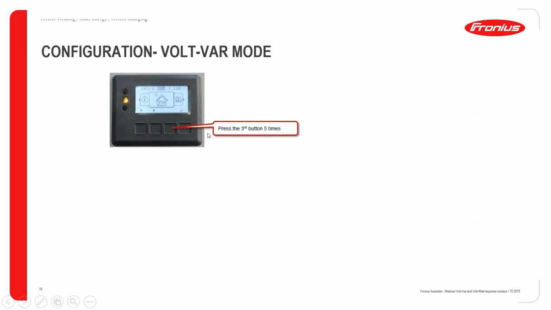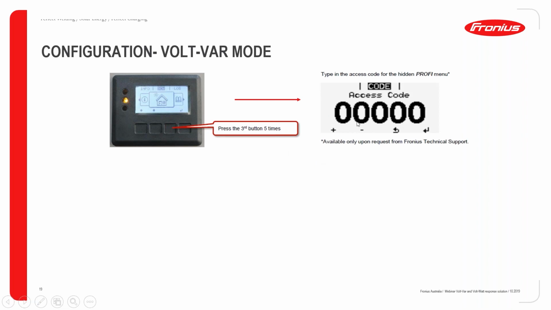First thing you do is press the third button from the left, 5 times. And when you do that, the screen will change. It will ask you for the access code to get into a profile menu in order to change the Volt-VAR values. If this window doesn't come up, it normally means you didn't press the button hard enough, or you didn't press it like 5 times constantly. So just try again 5 or 6 times until this screen shows up asking for the access code.